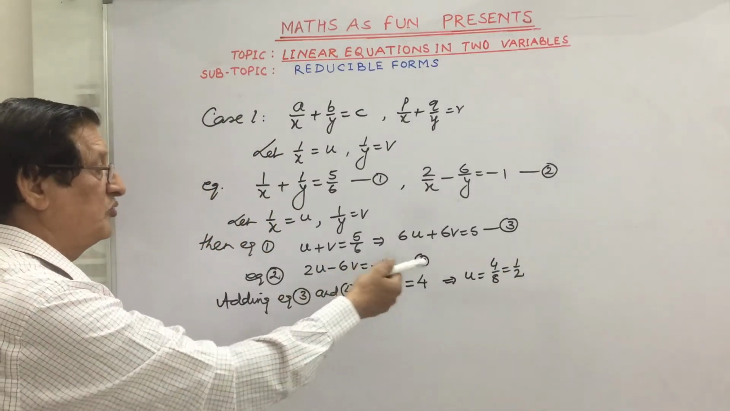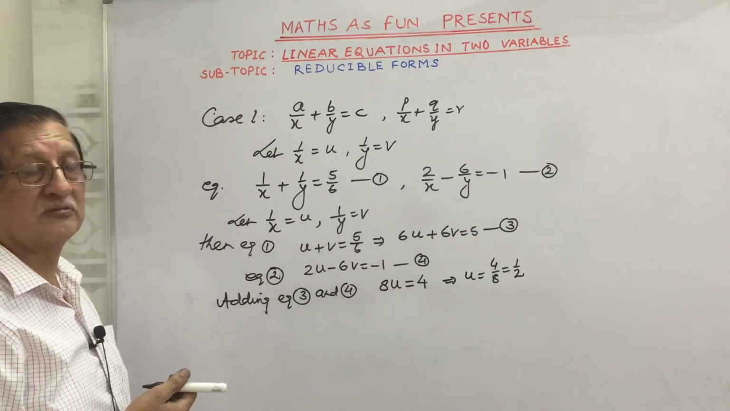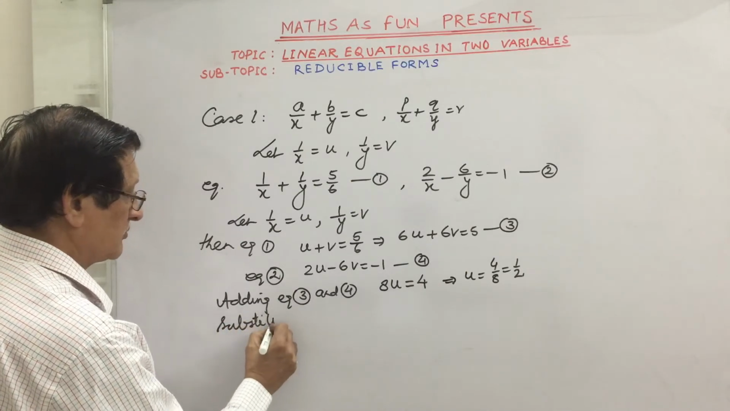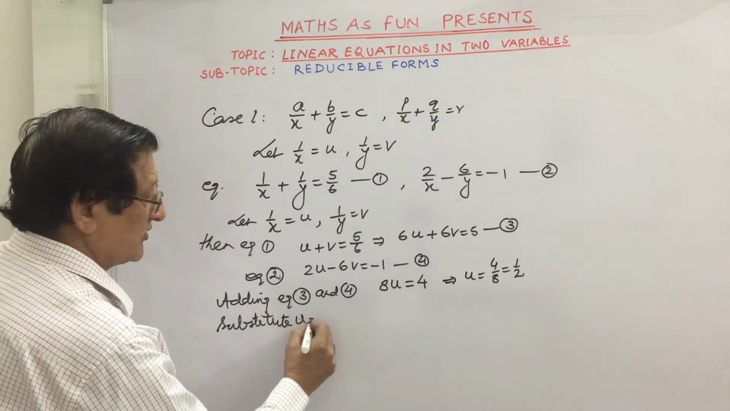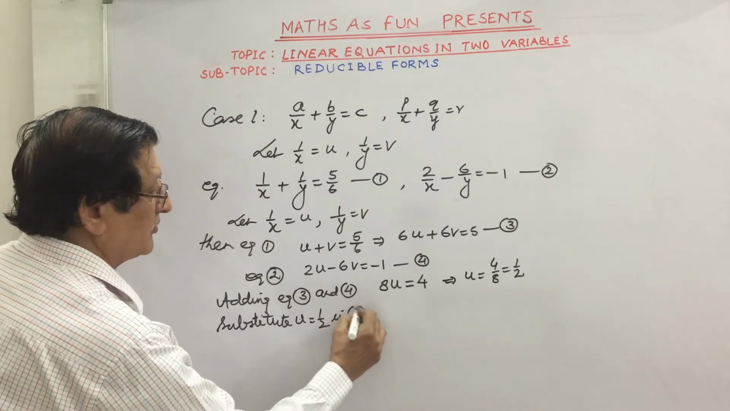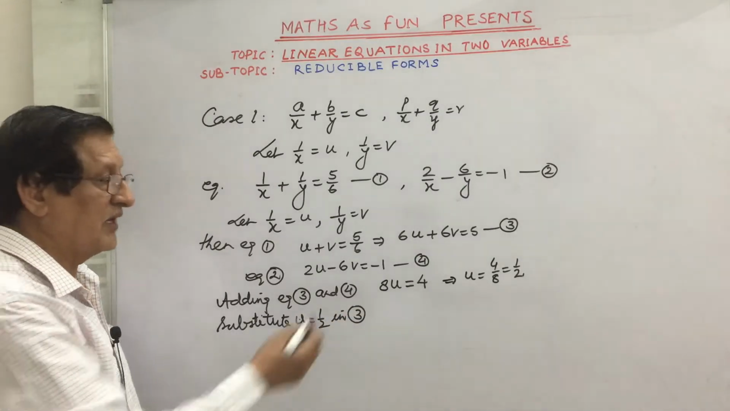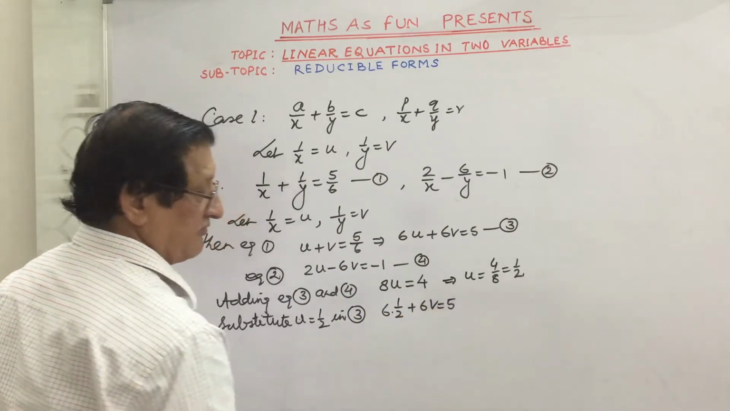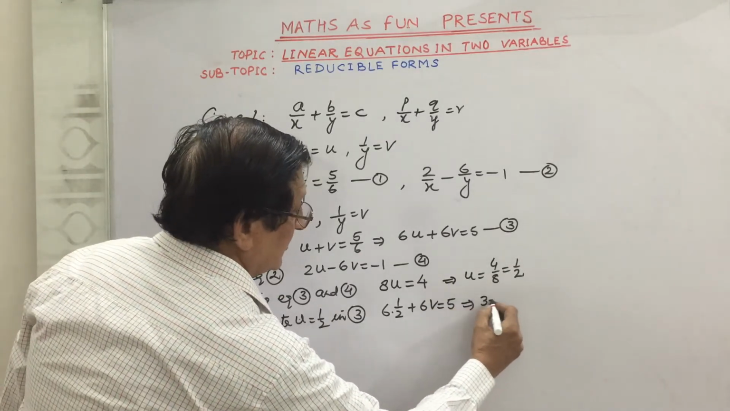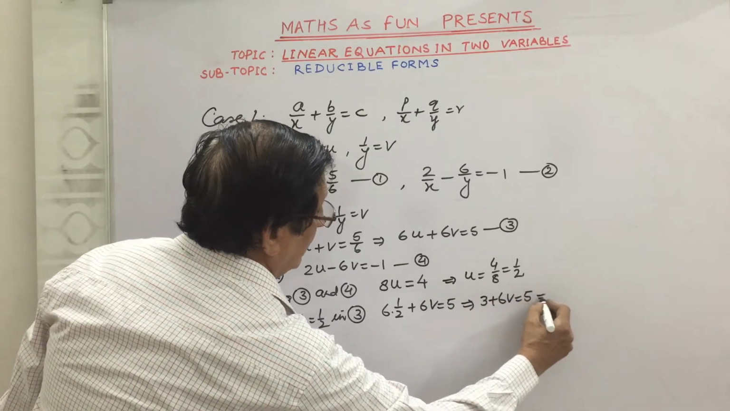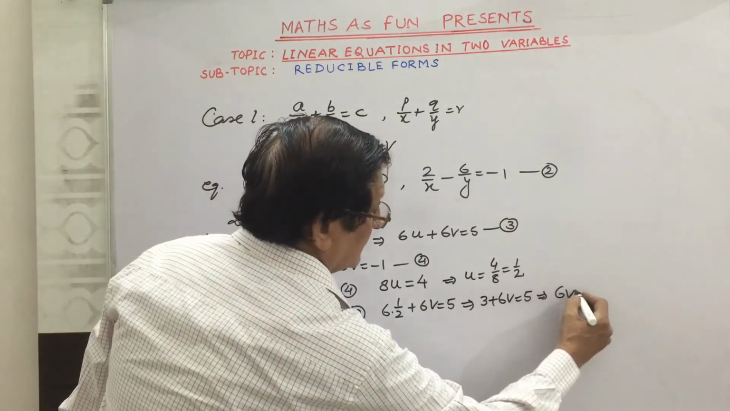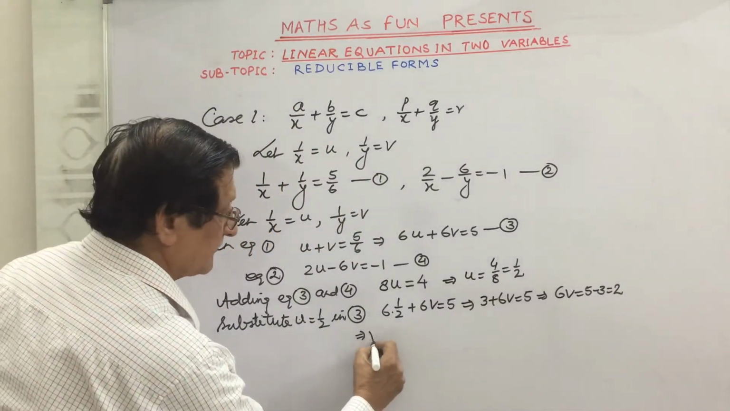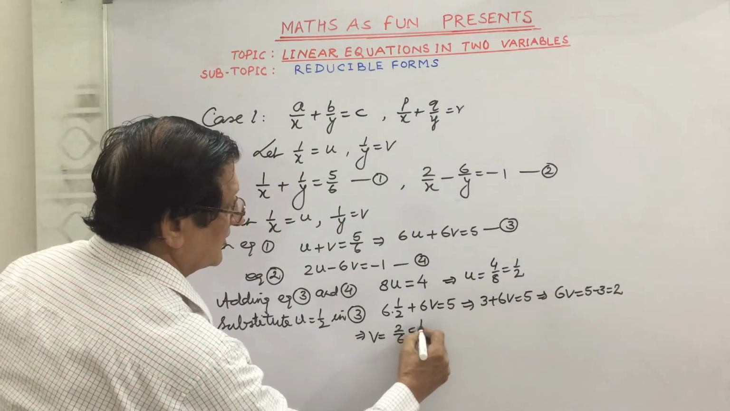The same value of u, if we substitute in any one of the equations. Suppose we substitute u is equal to 1 upon 2 in equation number 3. Then we will have this as 6 into 1 upon 2 plus 6v equal to 5, which gives us 3 plus 6v is equal to 5, or we can write 6v is equal to 5 minus 3, that is 2. It means what is v? It means v is 2 upon 6, that is 1 upon 3.